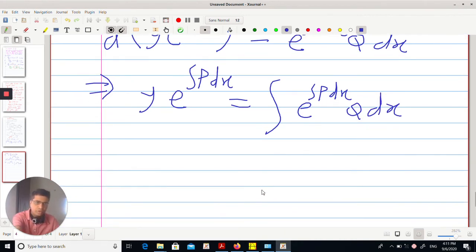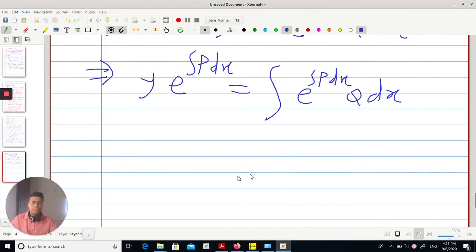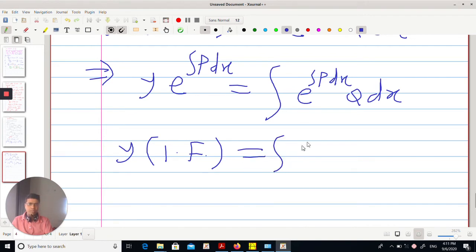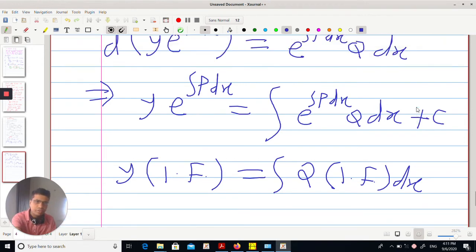Okay, so actually it is easy to remember the formula as y into integrating factor, because e raised to integral p dx is the integrating factor. Y into integrating factor equal to integral q into integrating factor dx. Of course we must have plus c as constant of integration everywhere.